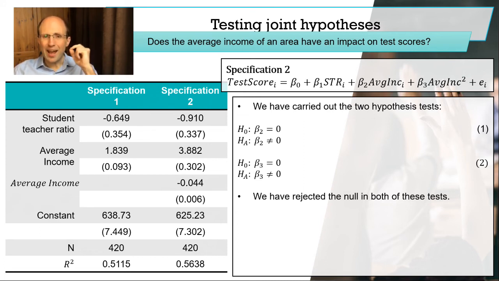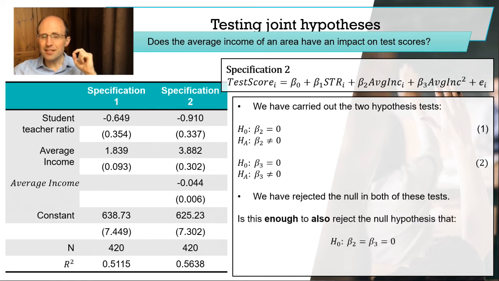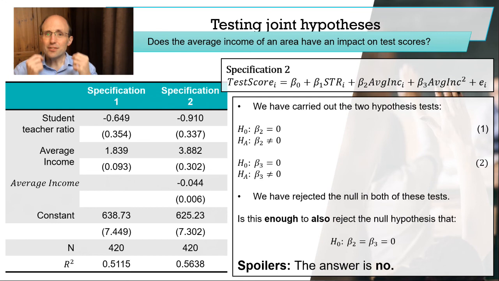But we haven't answered the question yet, is this enough to also reject the joint hypothesis that beta 2 is equal to beta 3 is equal to 0? So we've not yet answered the question about whether we've been able to jointly reject the null hypothesis that beta 2 is equal to beta 3 is equal to 0. Now, as a spoiler, it turns out that just because you reject the null in one of the individual tests, that's not sufficient to reject the null in the joint test.